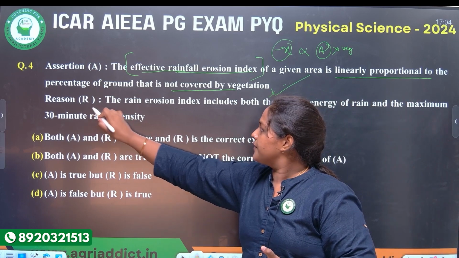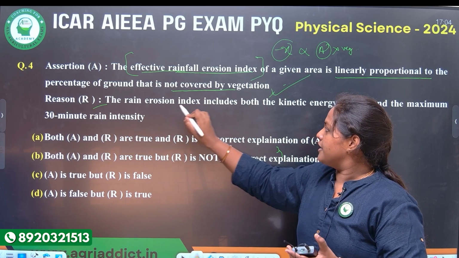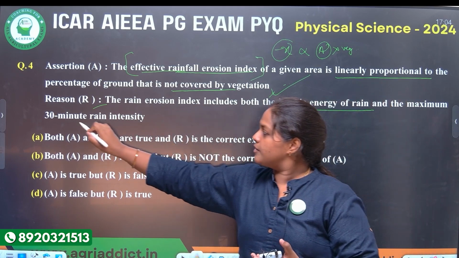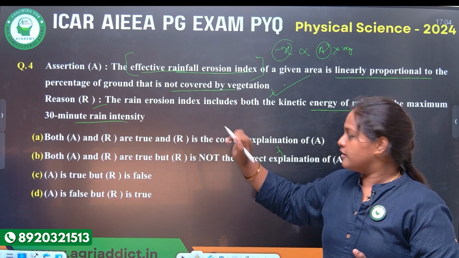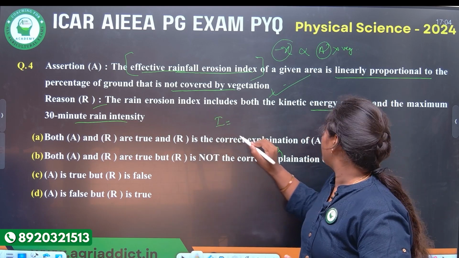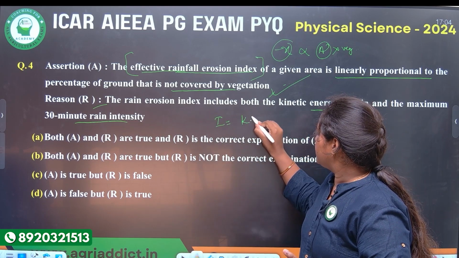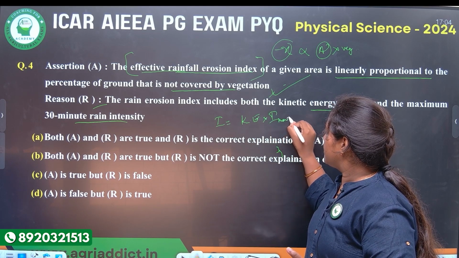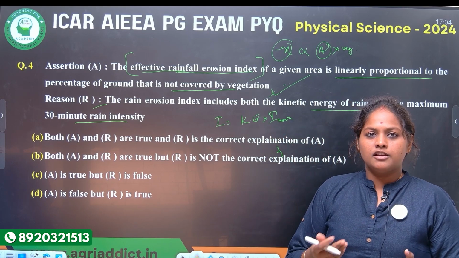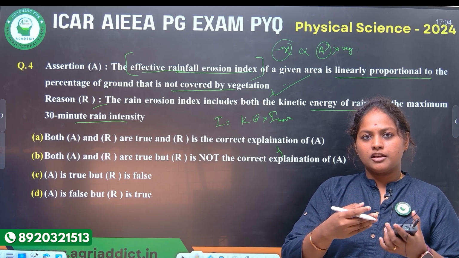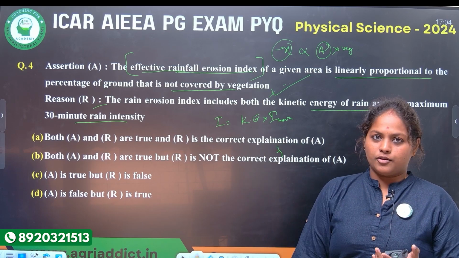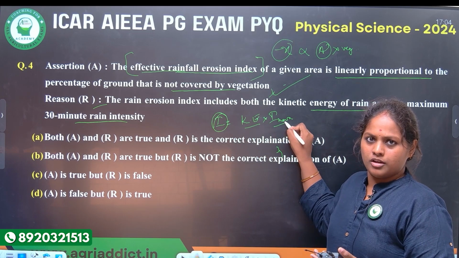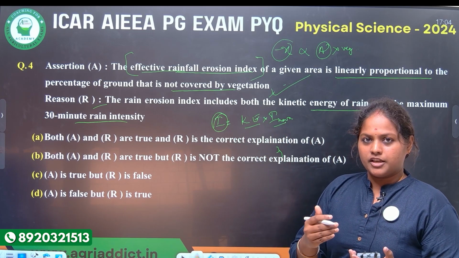Coming to the reason, this particular index includes both the kinetic energy of rain and maximum 30-minute rain intensity. Here they gave the formula as kinetic energy into maximum 30-minute intensity. Maximum 30-minute intensity means the intensity of rain during the peak period of 30 minutes of rainfall. So it is nothing but the relation between the two components in the formula they gave.